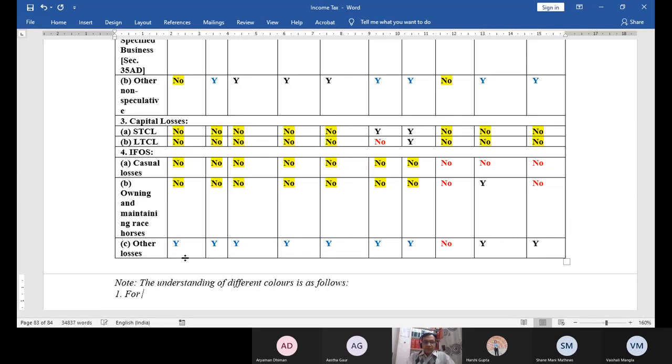First point, for intrahead, allowed is shown with black font and letter Y. Now you can understand it later on, otherwise it will become very difficult for you.